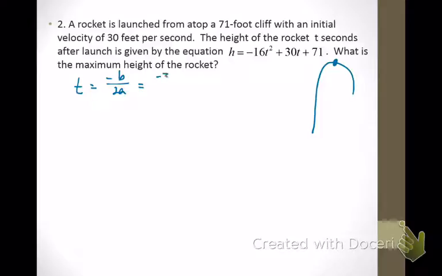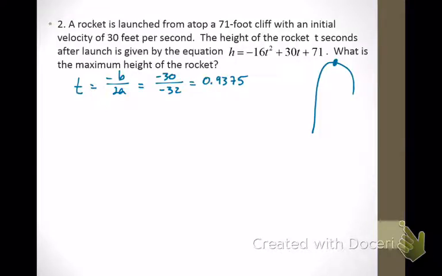Opposite b is going to be negative 30. 2 times a is negative 32. And so about 0.9375 is what we get here. And that's for t. That's time. That's seconds. So what does that mean? It means that after 0.9375 seconds, the rocket has reached its maximum height. So less than 1 second.